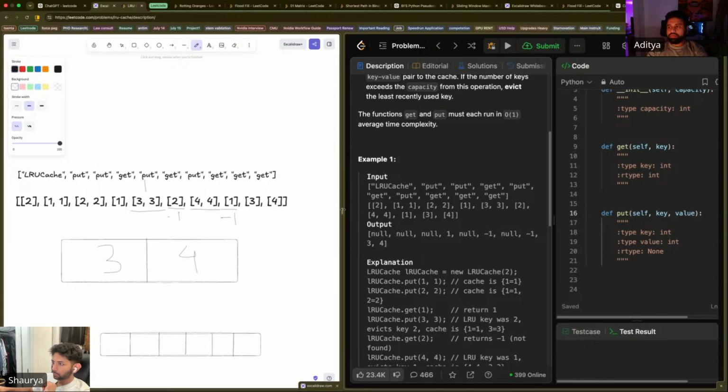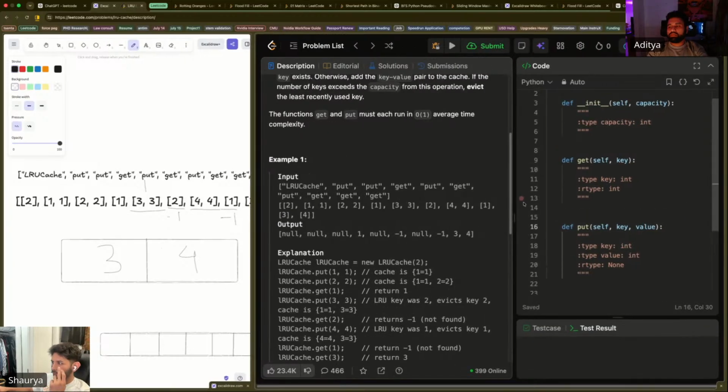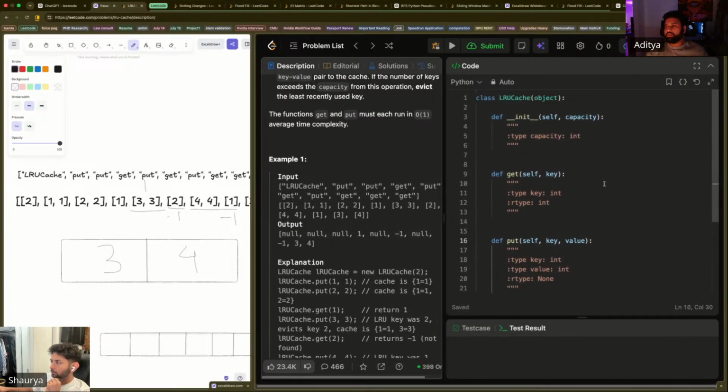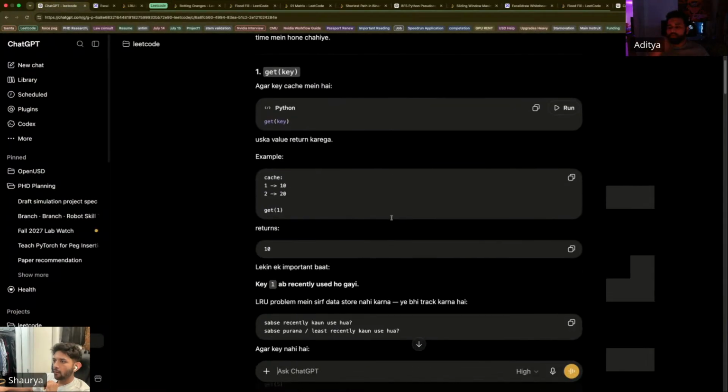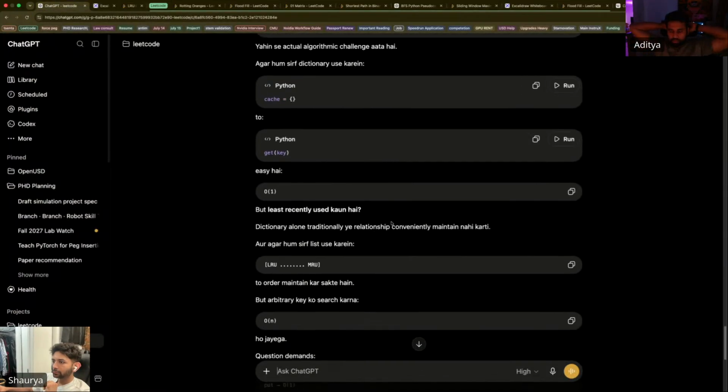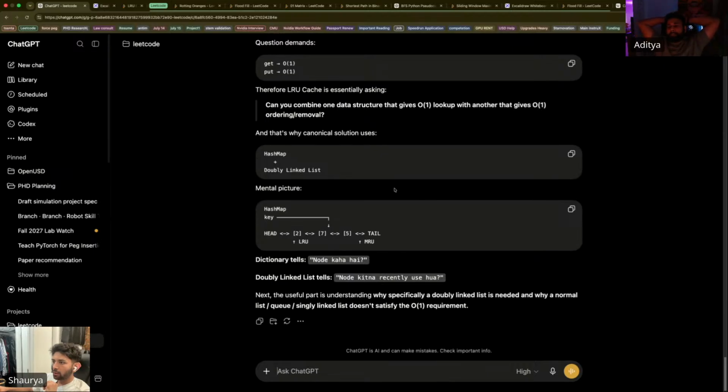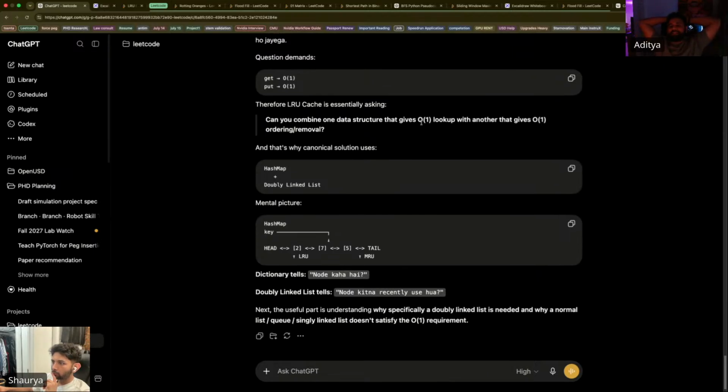Now the working of these 3 functions in this class. Let's see what ChatGPT says. Hash map plus double linked list. Yes, so that is the perfect, appropriate solution.